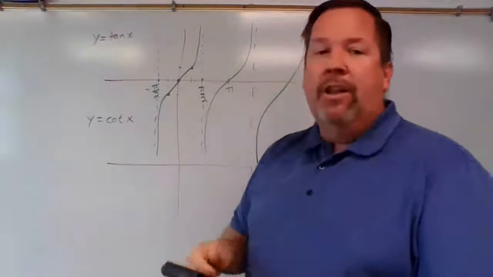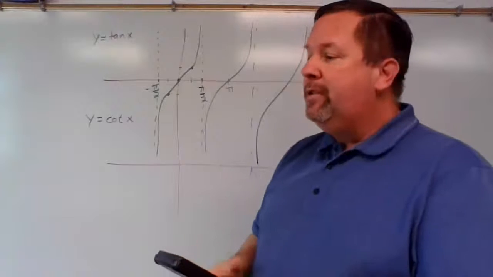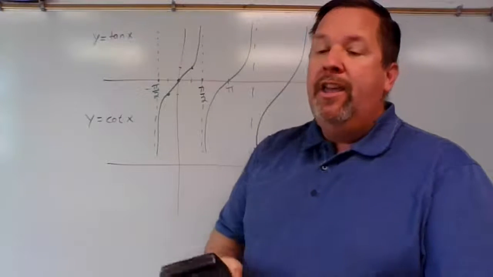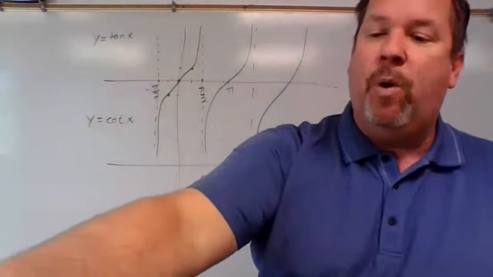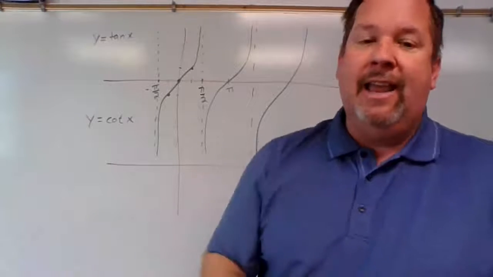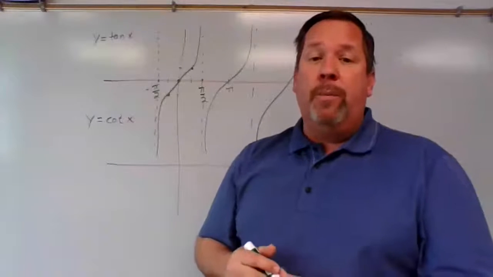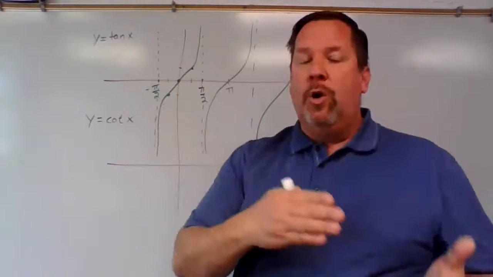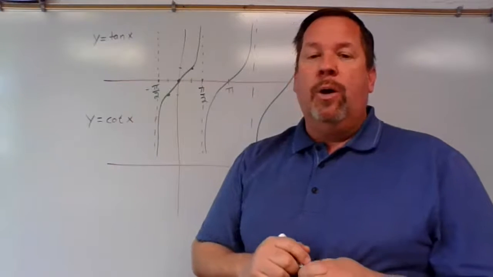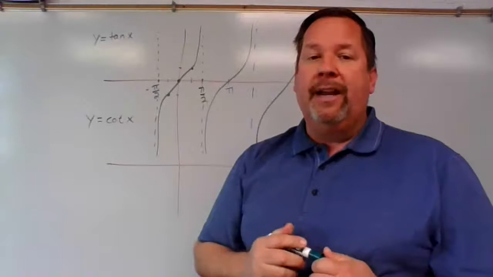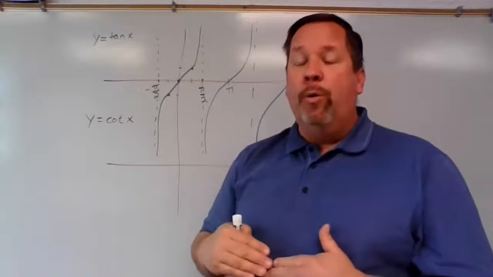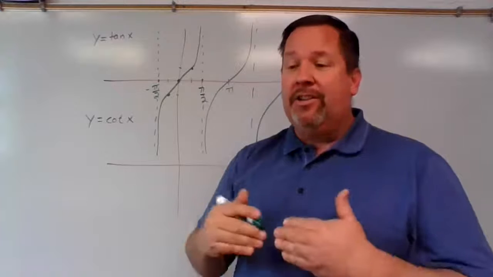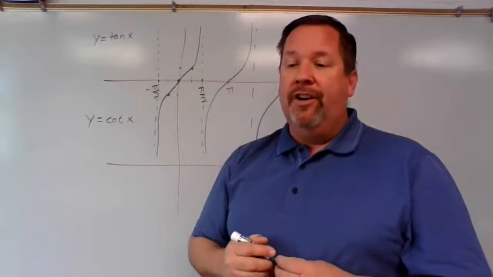So we'll take a look at a couple of examples of those. I want to show you real quick the cotangent graph, y equals cotangent x. Very important to remember that cotangent is cosine x over sine x, or maybe even more significantly with our calculator, it's 1 over tangent x.